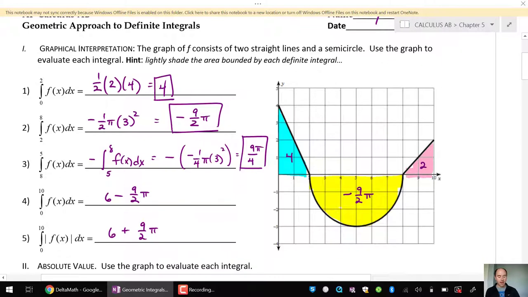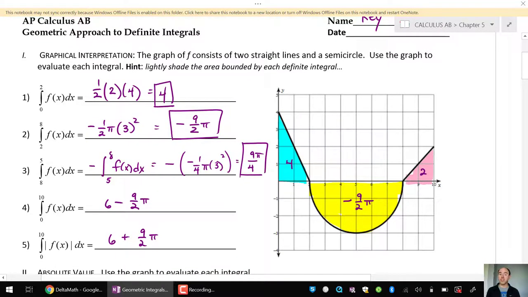And then finally, number 5, absolute value of the function. That absolute value is going to reflect any negative piece of the function above the x-axis. So essentially, any negative region will then bounce up and become positive. So 4 plus 2 remains 6, but now I'm going to be adding the 9 pi over 2 to that 6 to get my absolute value function within that integral.